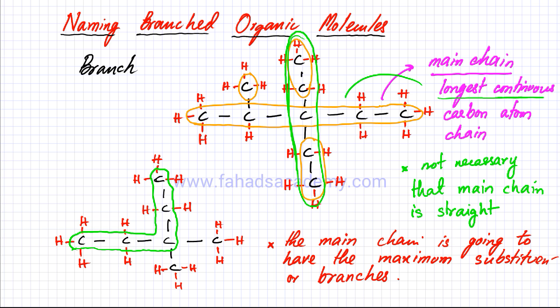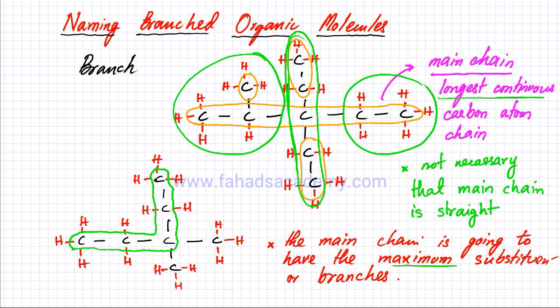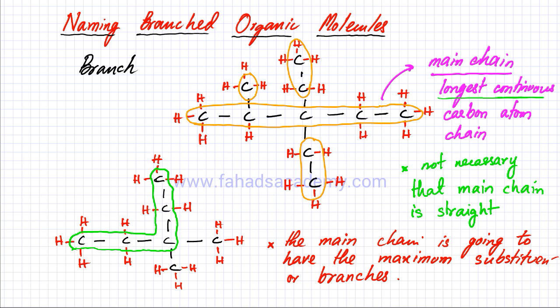It's only having 1 substituent group on the right hand side and 1 substituent group on the left hand side. So we're not going to take that as a main chain. Our main chain is going to have the maximum number of substituent groups or branches attached to it. So let's clear that. This is how we're going to decide the main chain.